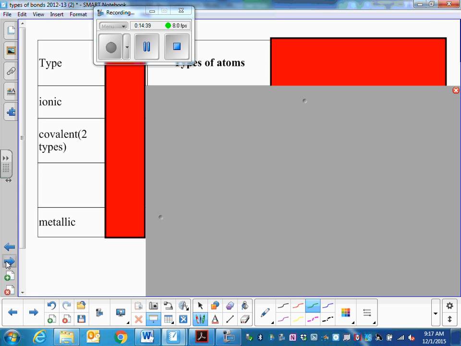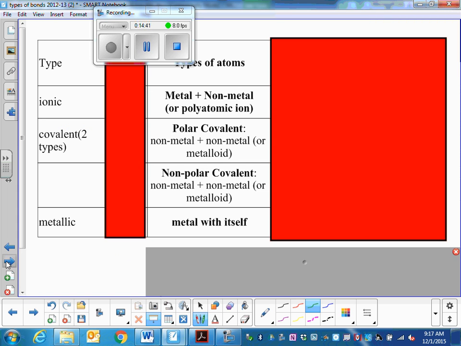Alright, let's move on. Did you write the types of atoms? No. Ionic bonds are formed between metals and non-metals. Draw a nice periodic table here. Make sure you label the metals and the non-metals. Alright? Make sure you have that. This is a very important concept. You form an ionic bond between a metal and a non-metal. Is that right? And a covalent bond is formed between two non-metals.